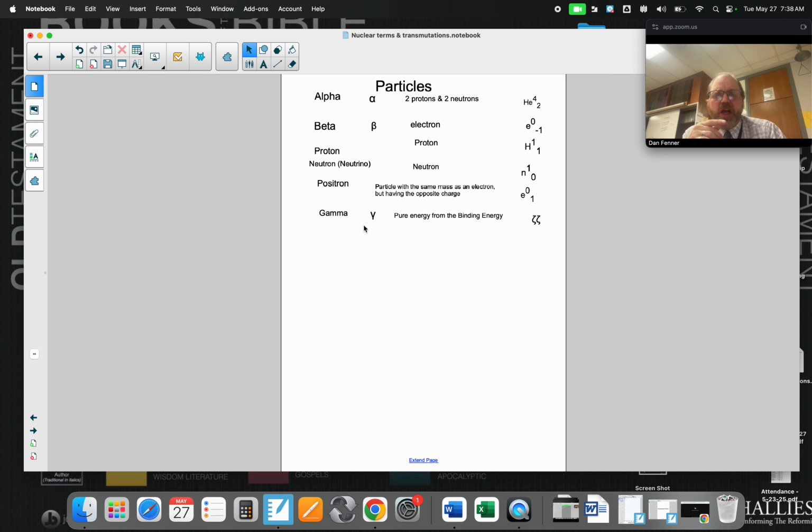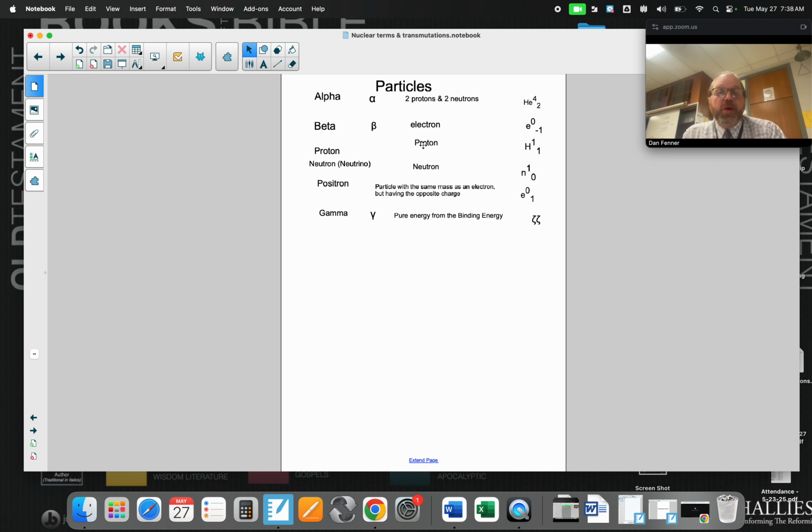We then talked about gamma. Gamma is down here. Pure energy, that's when the binding energy that would hold that nucleus falls apart, comes apart. The energy that's released, that's gamma energy. Since there's no particles, we leave those 2 squiggly lines. Then after that, we just started naming them for what they were.